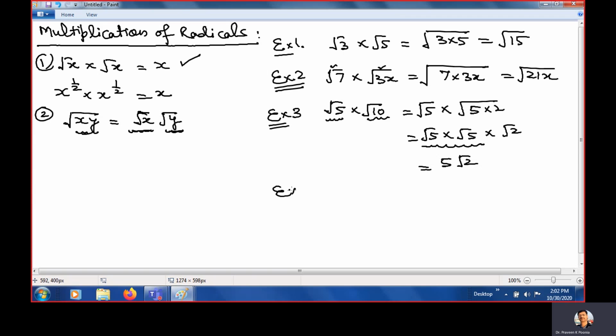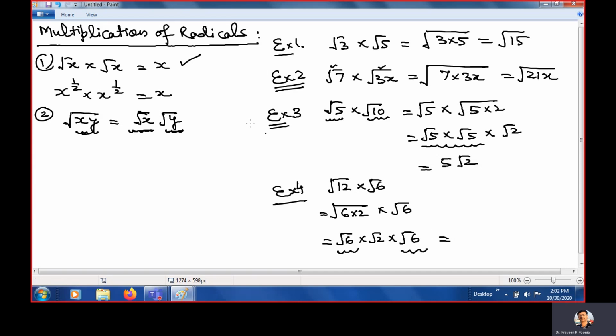Similarly, another example, example 4, square root 12 into square root 6. So how much? Break it. 6 times 2 into 6. And how much is it? Root 6 into root 2 into root 6. Look, root 6, root 6. How much is it? By this property, it is 6 only. 6 root 2. Answer. Understand? So this is how we are getting multiplication.